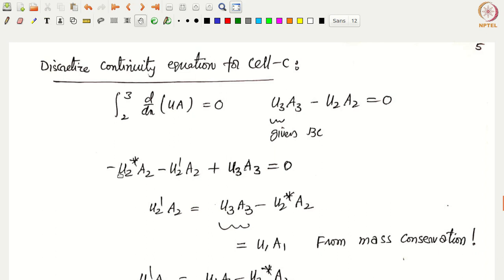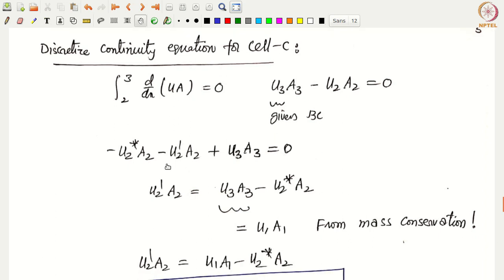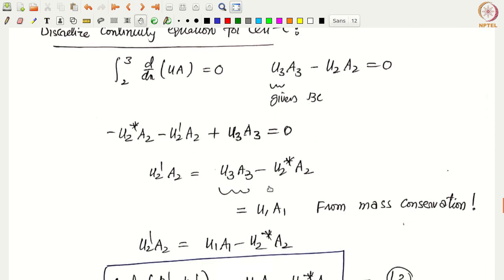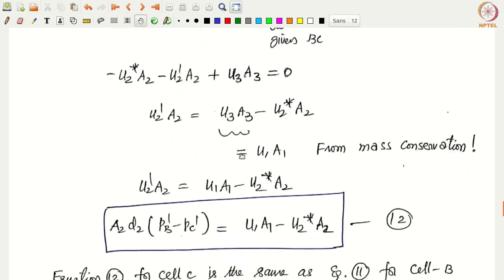So this is basically minus u2 prime a2 minus u2 star a2 minus u2 prime a2 plus u3 a3 equals 0. Again, you leave out u2 prime a2 to the right hand side, then u2 prime a2 equals basically u3 a3 minus u2 star a2. Okay. Again, of course, from mass conservation, we know that u3 a3 is nothing but u1 a1. Okay. So I can write this equation as u2 prime a2 equals u1 a1 minus u2 star a2.